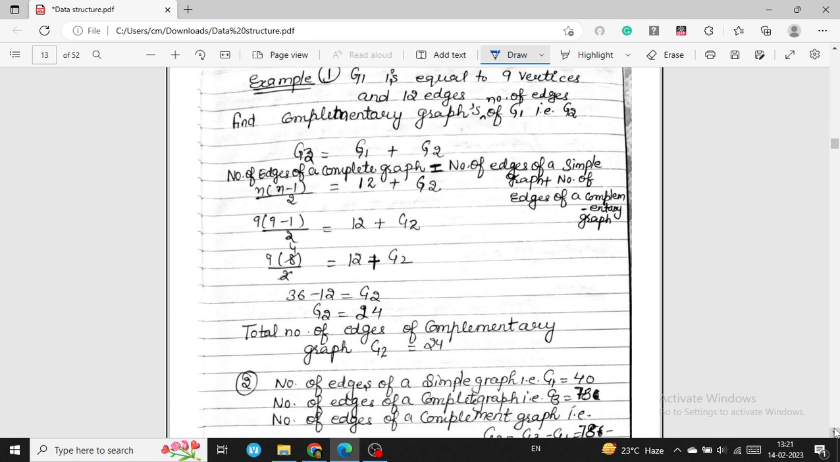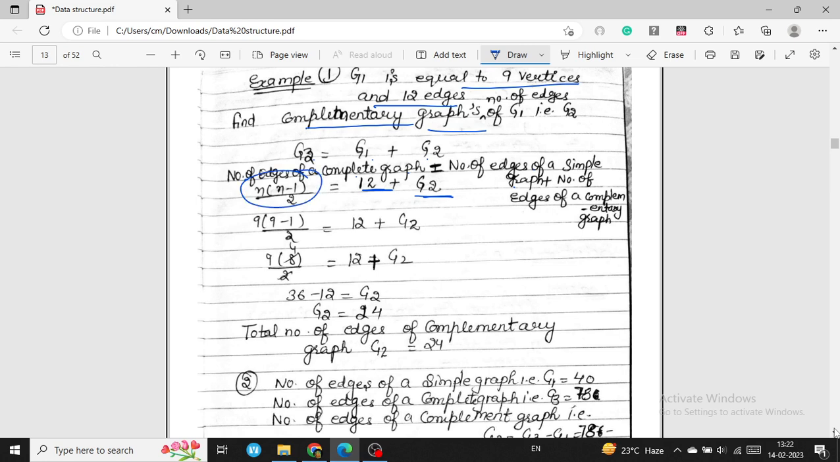For example, G1 has 9 vertices and 12 edges. Find the number of edges of the complementary graph G2. You can find it by G3 equals G1 plus G2. The number of edges of the complete graph should be equal to the number of edges of the simple graph plus the number of edges of the complementary graph. We are given 12 edges for the simple graph G1, and G2 is the complementary graph. For the number of edges of a complete graph, we have the formula n(n minus 1) over 2.